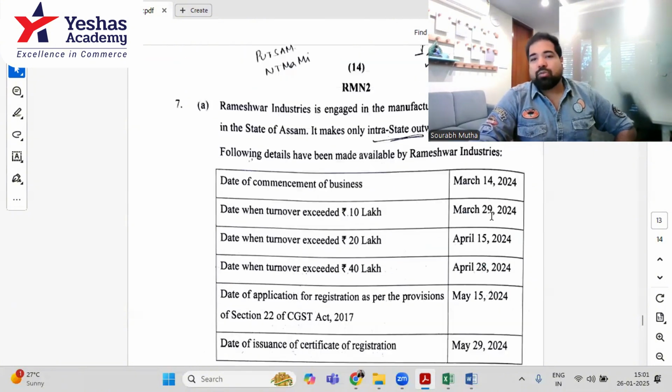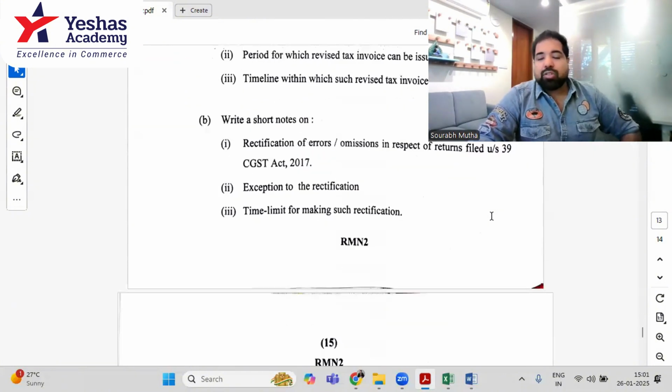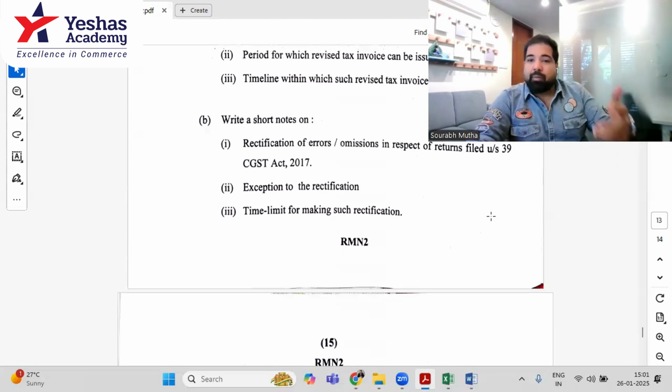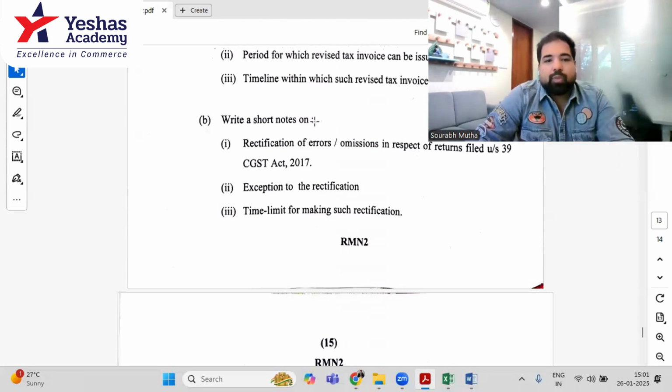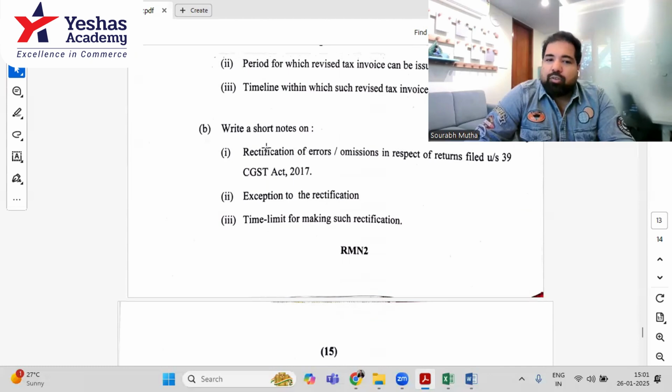Again, a very good question for 5 marks. People who have done the registration chapter well with my shortcuts of put SAM, anti-mami, etc., would have got this answer well. Next, write short note on rectification of errors.